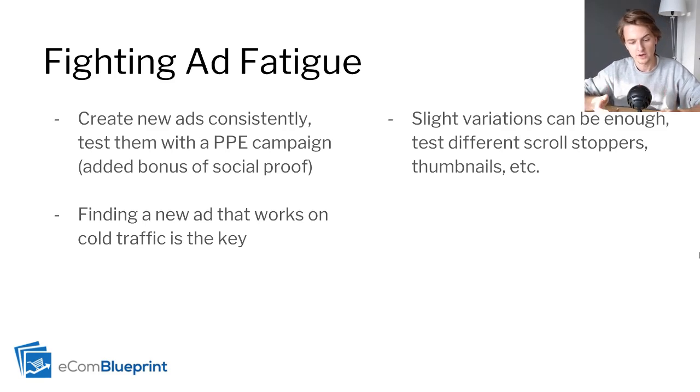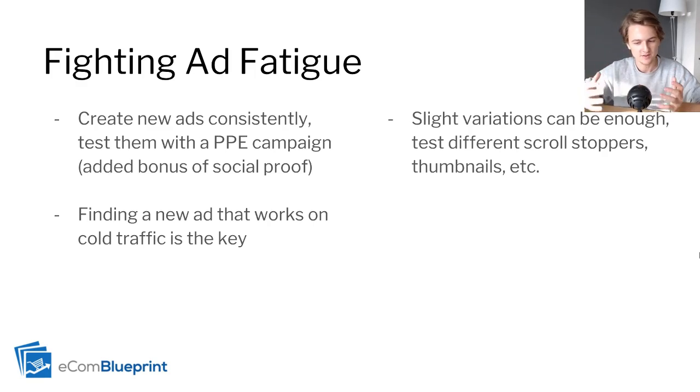Now, finding a new ad that works on cold traffic is obviously the goal here. So when you create a lot of new variations of your ads, most of them will work really well for retargeting, and that's what I like doing. So that's why my retargeting audiences have a lot of ads in them. Usually when I test new creatives, if the PPE campaign shows decent results, I'll duplicate that creative into my retargeting ad sets, and that'll usually do well. But the key is finding something that works on cold traffic.